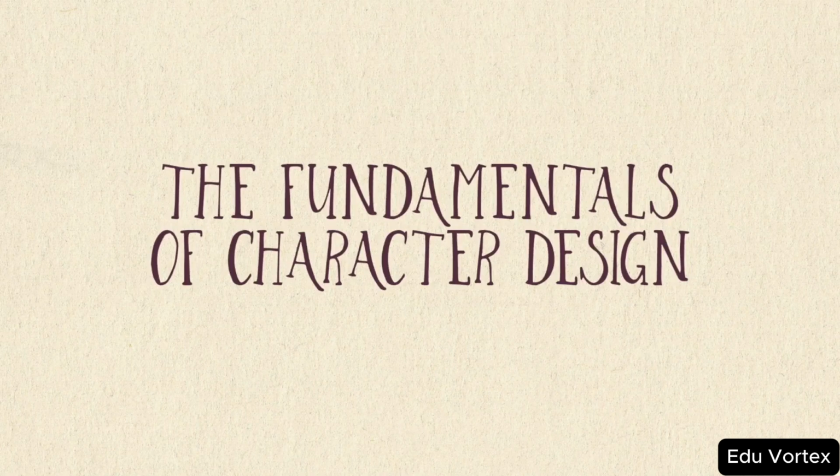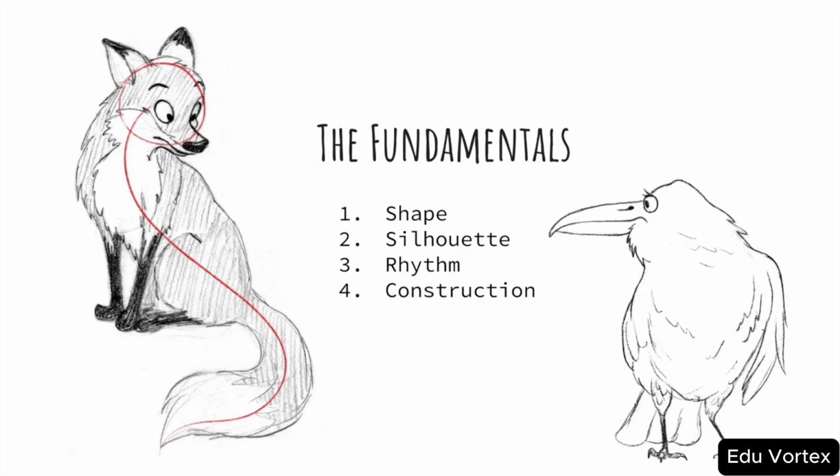If you've taken my previous character design crash course, some of this will be a repeat, but I recommend that you watch it anyway because I do cover some more topics and go into a little bit more detail, so it should still be beneficial for you. So the 4 big things you have to consider are shape, silhouette, rhythm, and construction. Everything else sort of falls into these 4 categories.